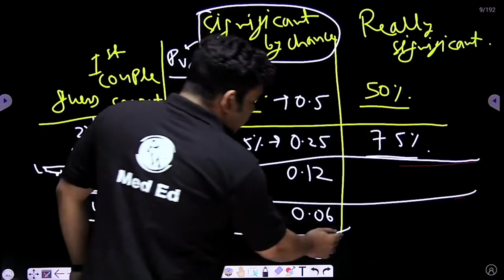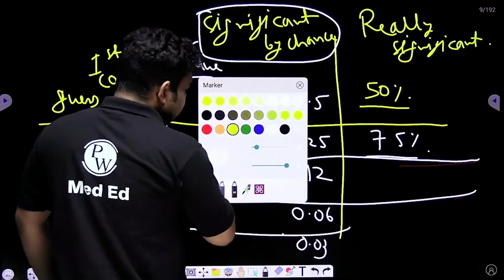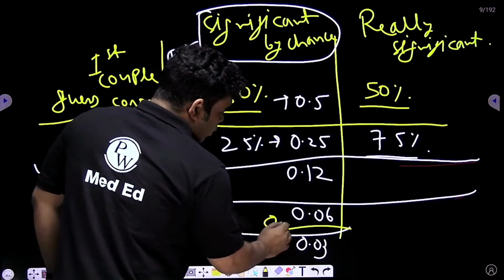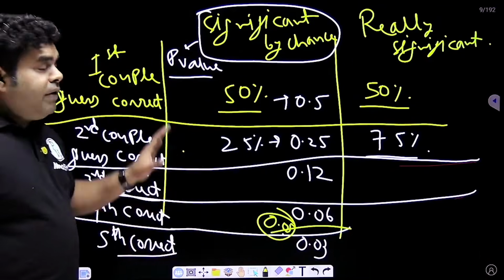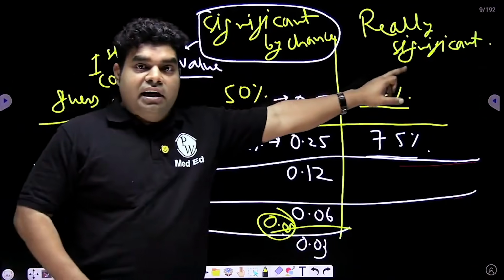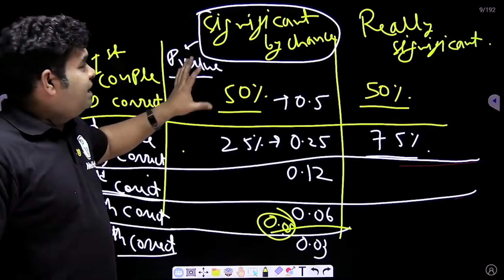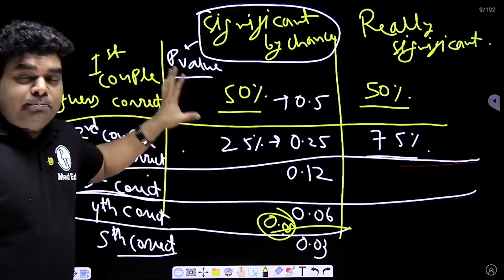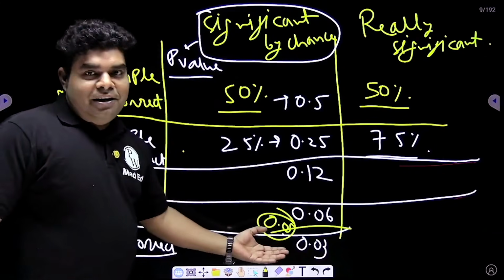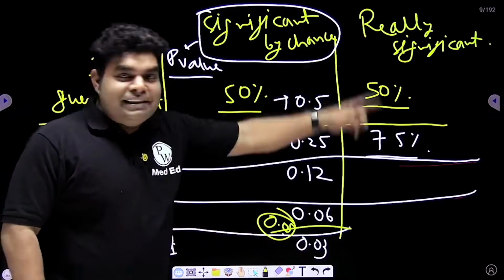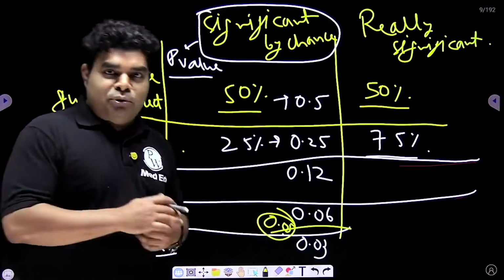So when the p-value becomes 0.05, somewhere here scientists said when it is 0.05 or less, then we can say the drug is significant. So the p-value does not tell how much it is really significant. P-value only says how much it is significant by chance. P-value only talks about this. And whenever the p-value is very low, it means the drug is really significant and we reject the null hypothesis.